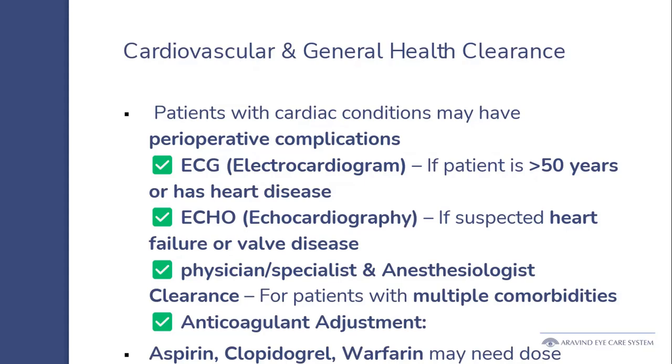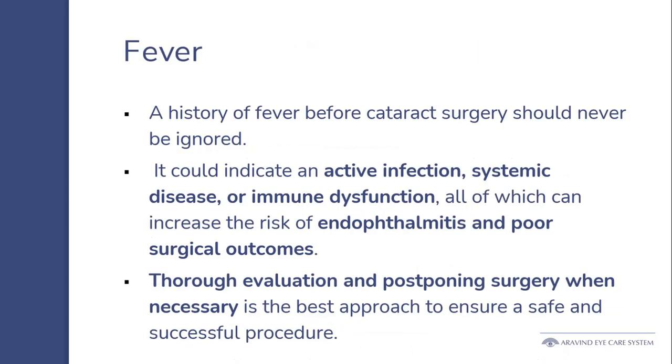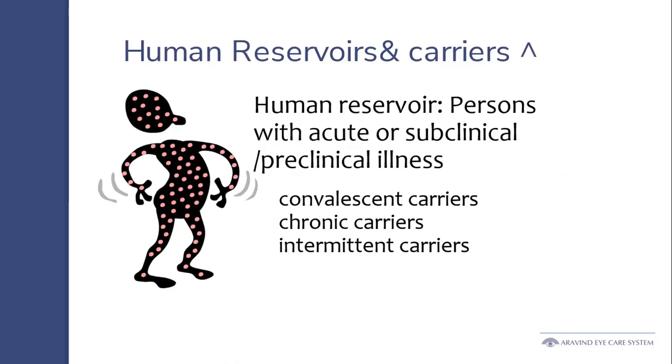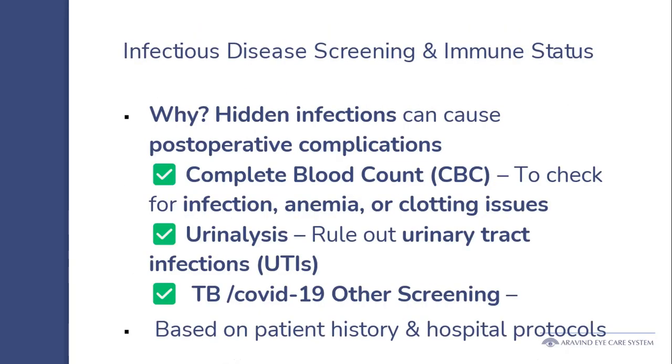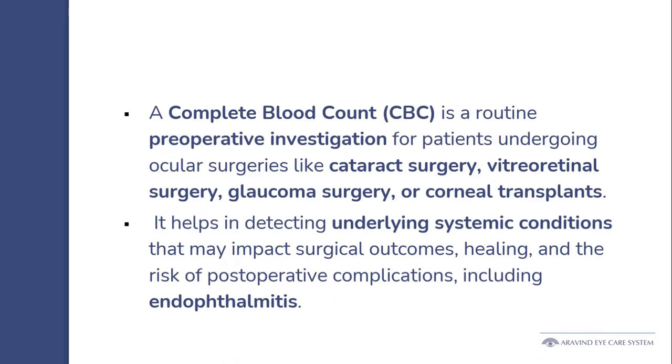For cardiovascular, an ECG if the patient is above 50, or an echo if there are cardiac issues, and a physical examination. Fever history we usually tend to underscore, but patients with fever may be sufferers, or sometimes in a preclinical stage they will be carriers. For this screening protocol, the best way to screen for fever is complete blood counts and urine examination, which we usually look for.